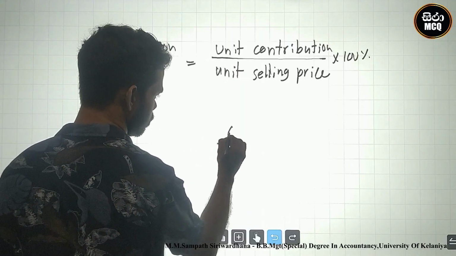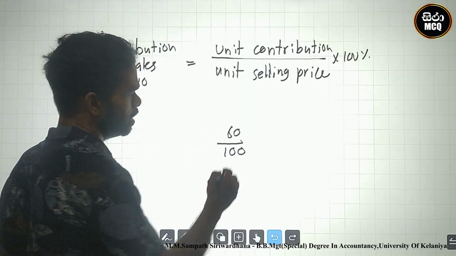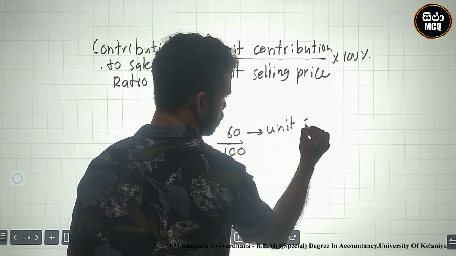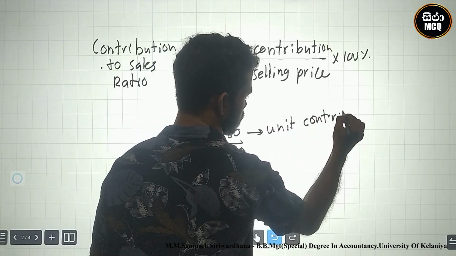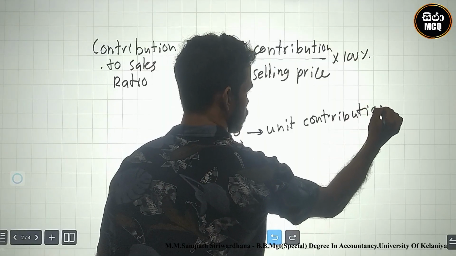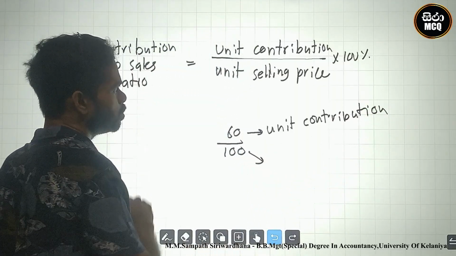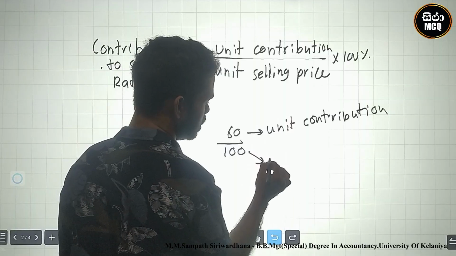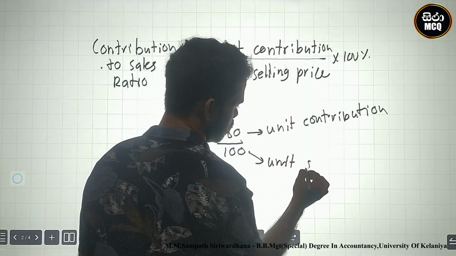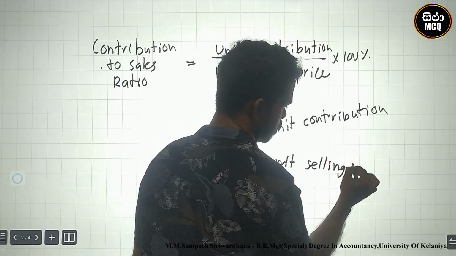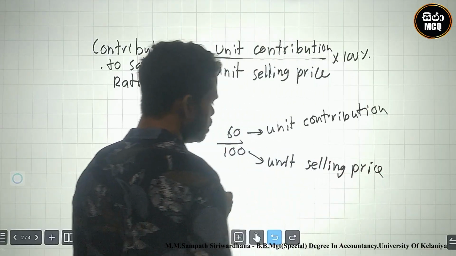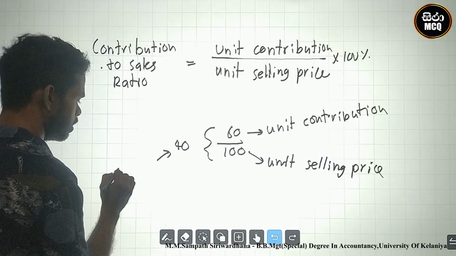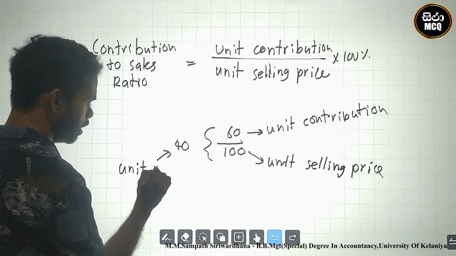60% means this. Okay, the top one is unit contribution. The 60 is unit contribution. What is the 100? 100 is this one, unit selling price. This is a percentage, meaning this is the unit selling price. The other one is hiding there. The 40%. 40 is the unit variable cost.